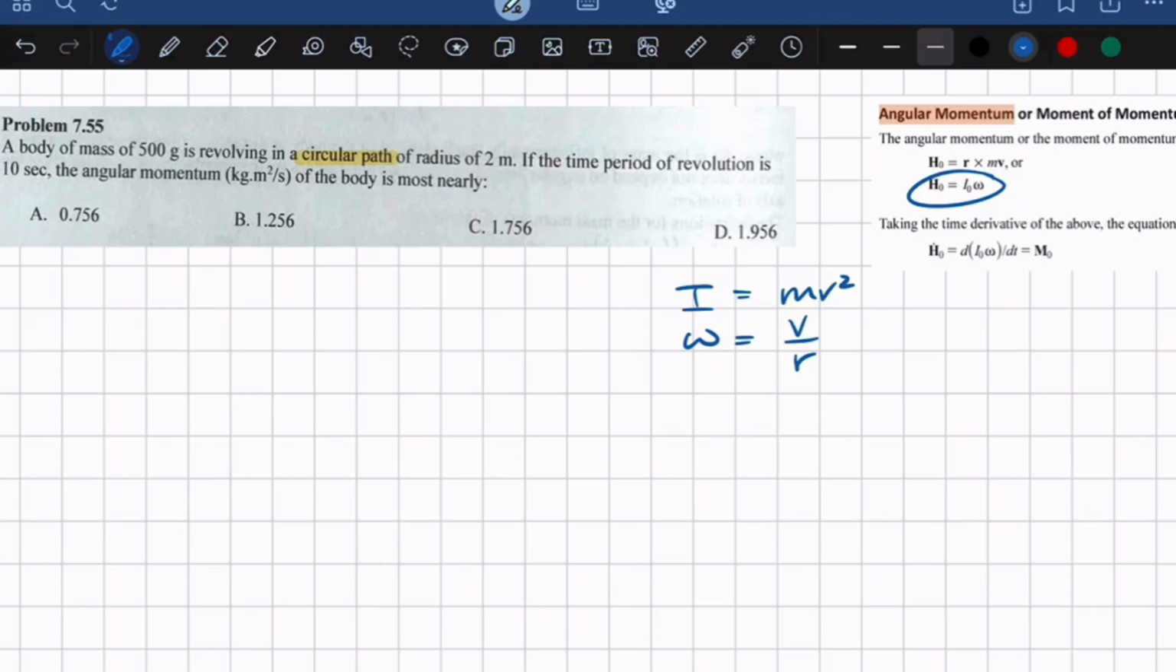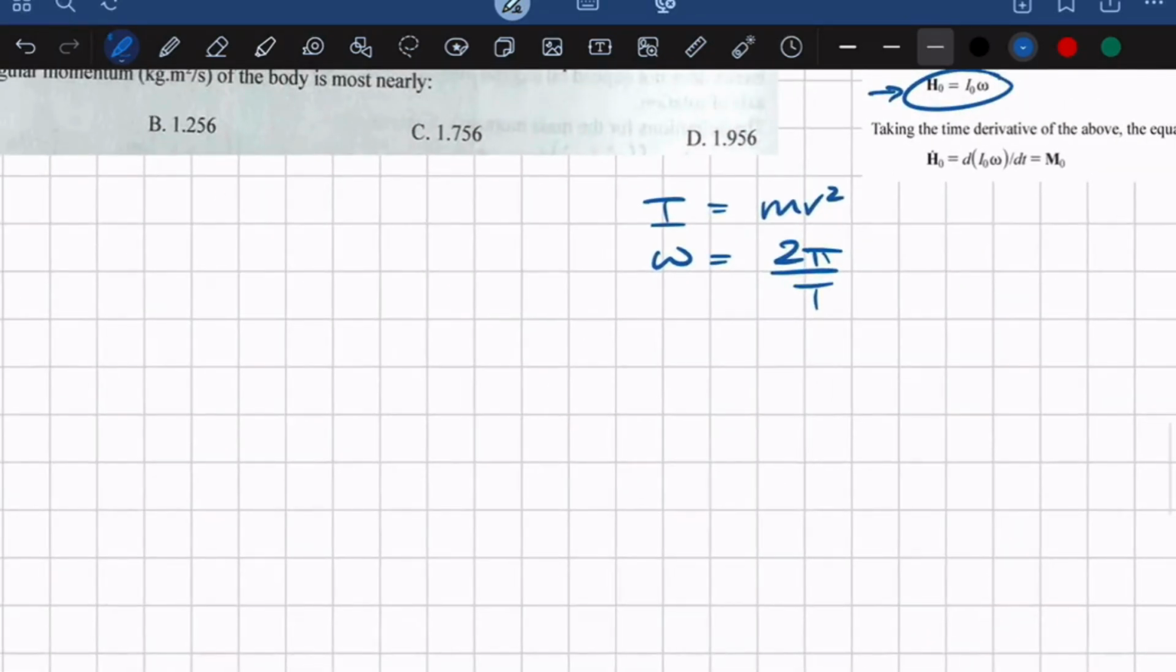When we plug them in, this can be written as 2 pi over t. When we plug them in, it's very important to make this distinction between which one of these that we want to use. We can go ahead and solve, and with that, times 2 pi over t. With that, we are going to get 500 times 2 squared times 2 times pi divided by 10 seconds.